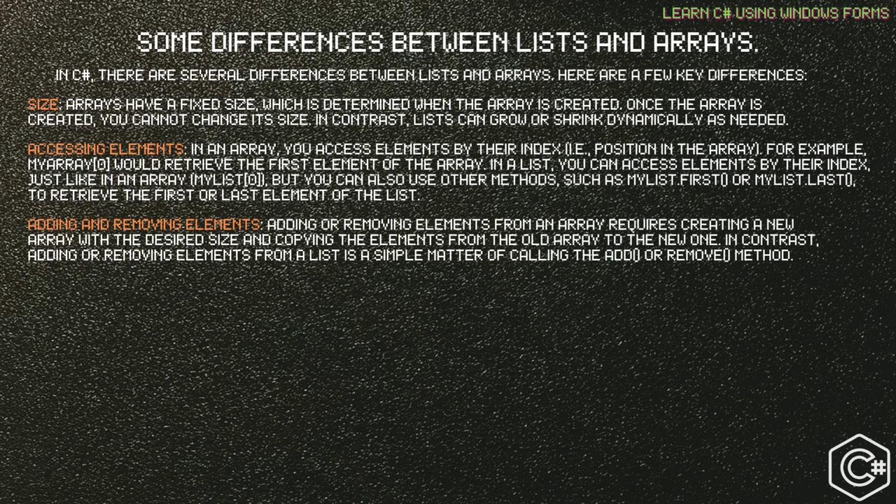Adding and removing elements. Adding or removing elements from an array requires creating a new array with the desired size and copying the elements from the old array to the new one. In contrast, adding or removing elements from a list is a simple matter of calling the add or remove method.